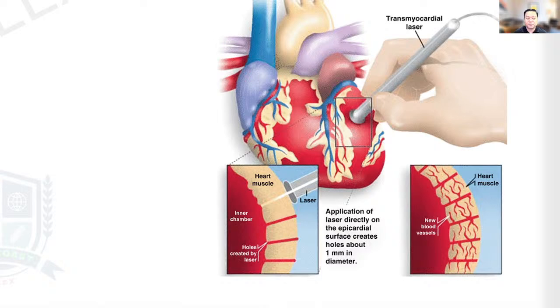Okay, and the reason for that is it will help create holes that will be about 1 millimeter in diameter. Okay, so it will cause the formation of new blood vessels. So that would be cool to really reperfuse that area where there is ischemia. Okay, so this is the transmyocardial laser.